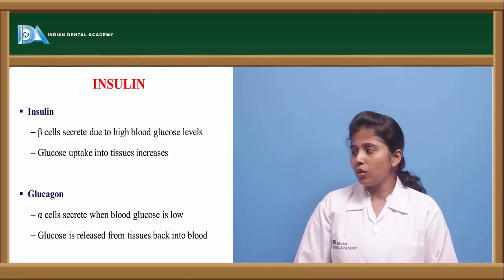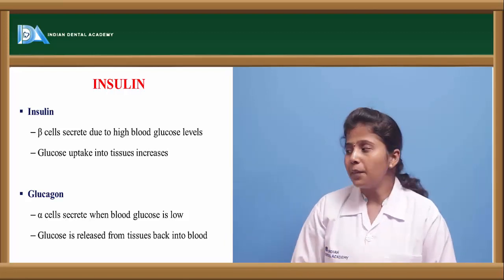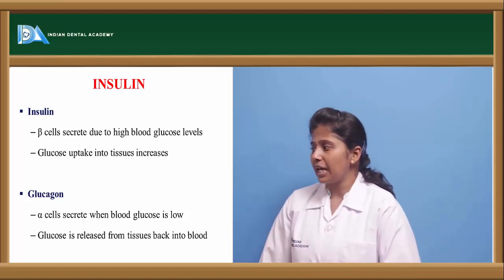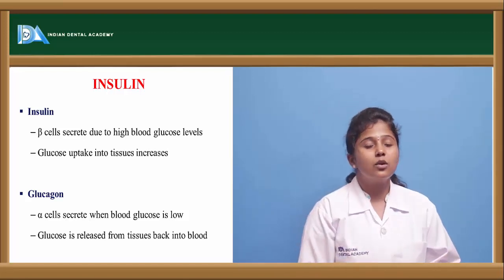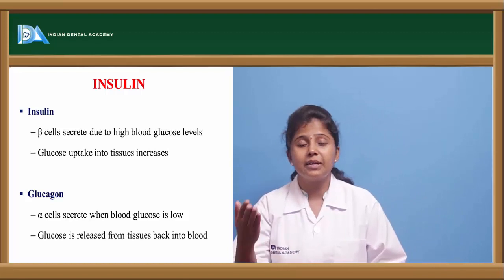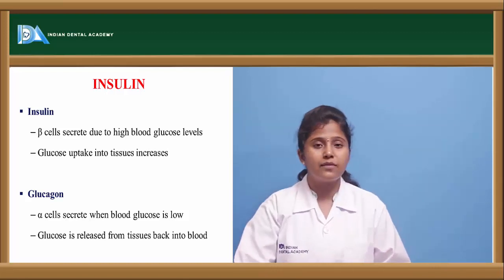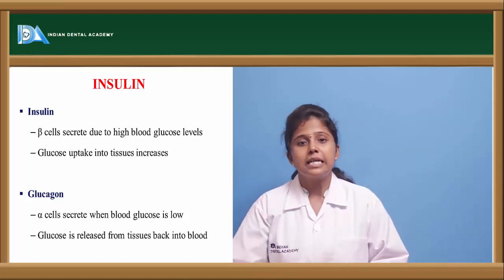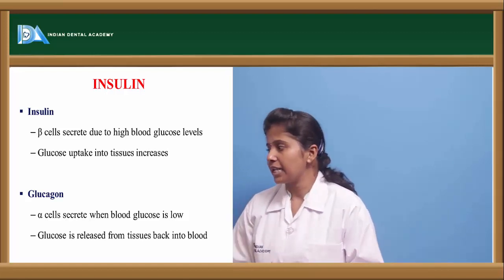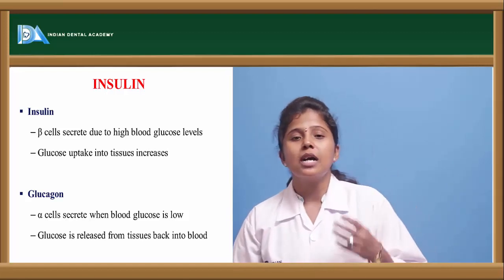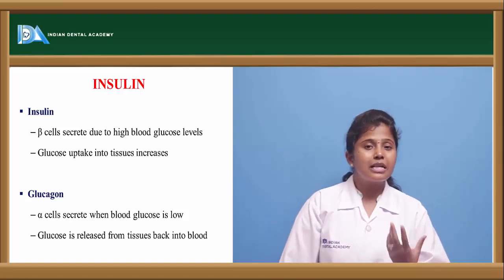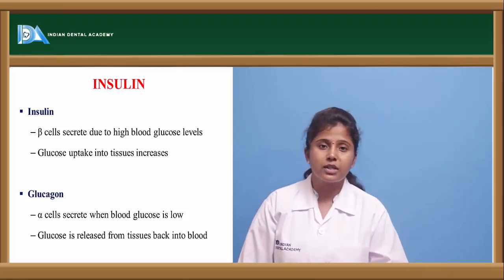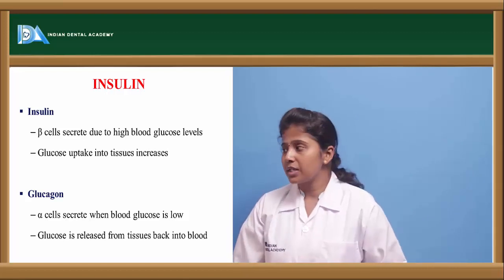The uptake of glucose into the tissues is increased, so the plasma glucose concentration decreases. And glucagon is a compound secreted by the alpha cells of the islets of Langerhans when blood glucose level is low. With lower blood glucose levels, glucagon is secreted and glucose is released from the tissues back into the blood. So on release of glucagon, the glucose can be returned to the blood circulation again.